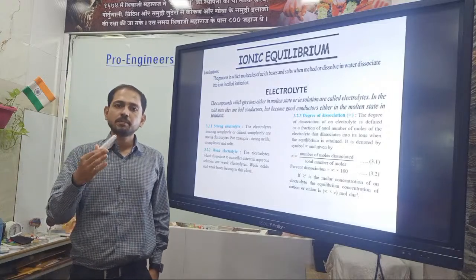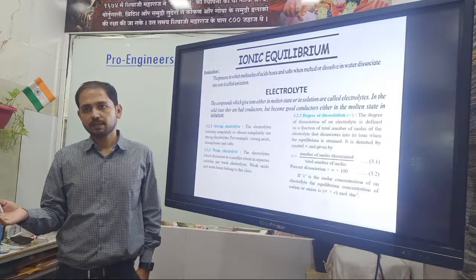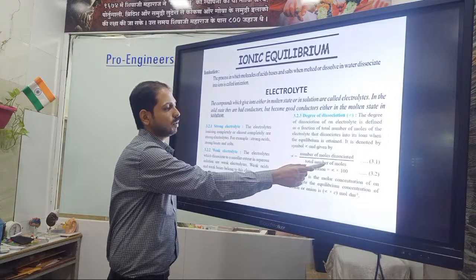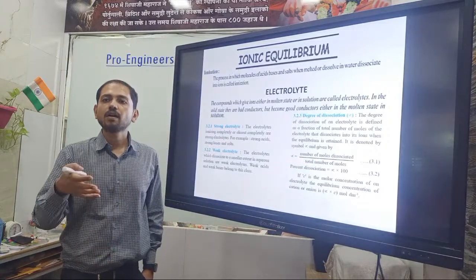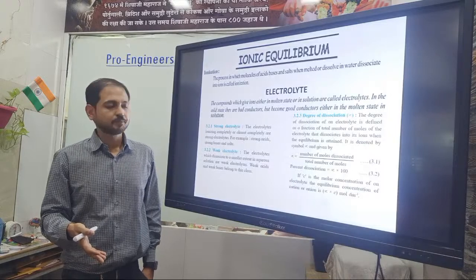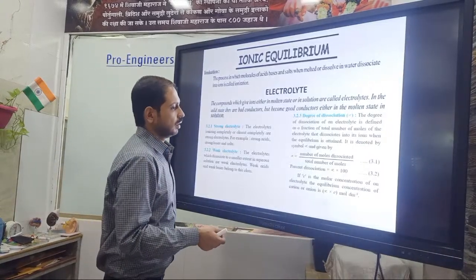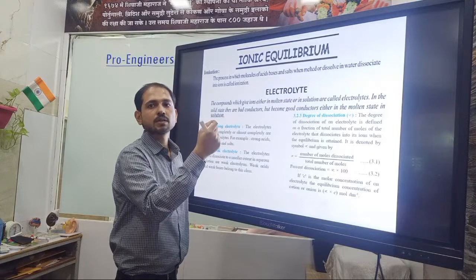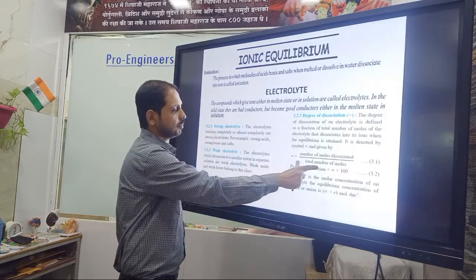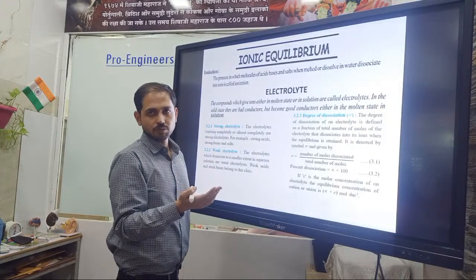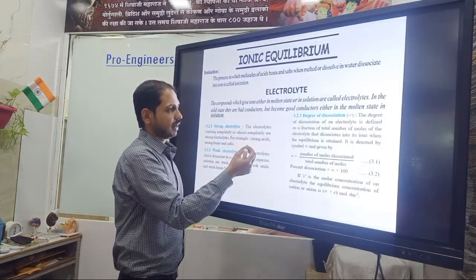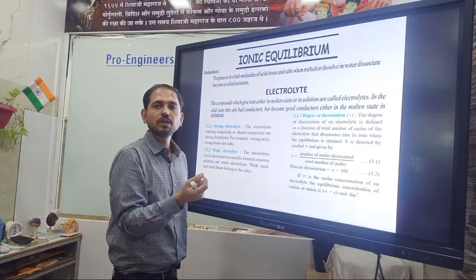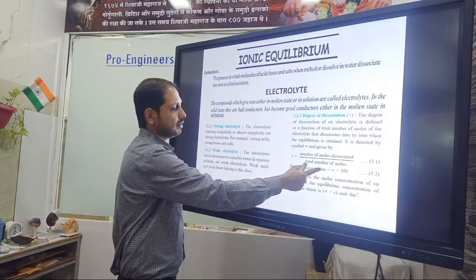It may be 20%, it may be 30%. That is denoted by alpha, the number of moles dissociated over the total number of moles we are dissolving in the solution. Alpha is a fraction, so 50% means 0.5. If we multiply it with 100, we get the percentage of dissociation. Because if we take 1 mole and 0.5 mole is dissociated, the value will come as 0.5.